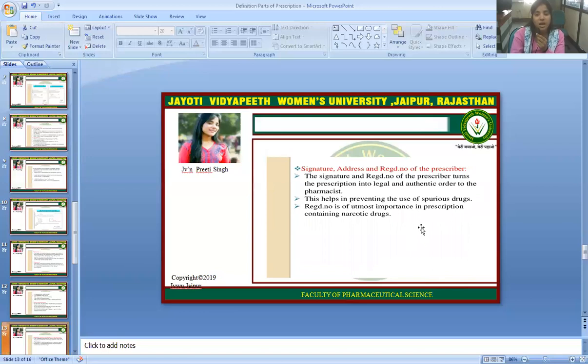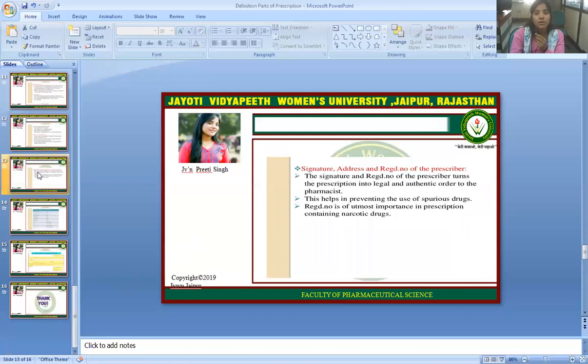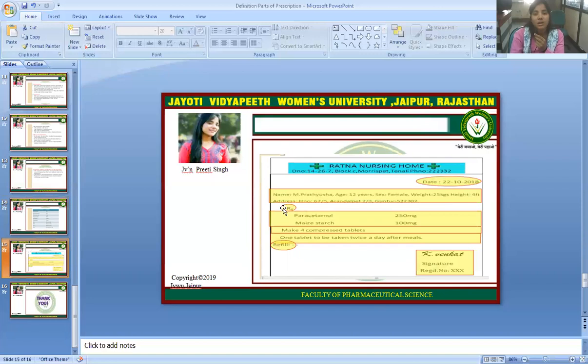So the signature, address, and registration number of the prescriber. The signature and registration number of the prescriber turn the prescription into a legal and authentic order to the pharmacist. This helps in preventing the use of spurious drugs. So the terms used in the prescription and their meaning. Teaspoonful, 5 ml, and 8 ml in different types.